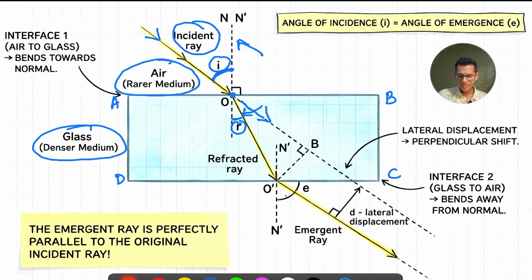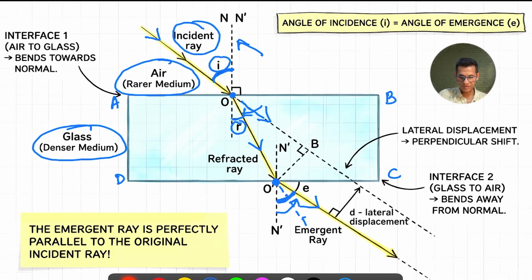Now this light ray continues to travel through the glass and ultimately reaches the surface CD. At CD, this light ray is now entering from glass into air. So it is coming from a denser medium to a rarer medium now. In this case, a reverse thing is going to happen. This time the light ray again will not travel in a straight line. If I draw a straight line path of this light ray, it's going to be something like this. But it is not traveling in a straight line, it is bending away from the normal this time.